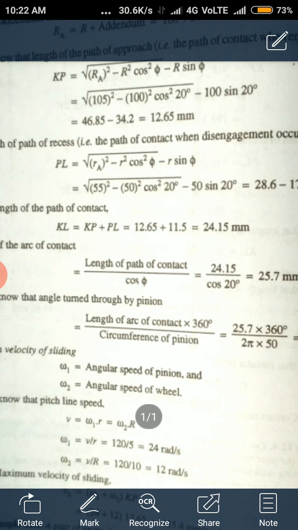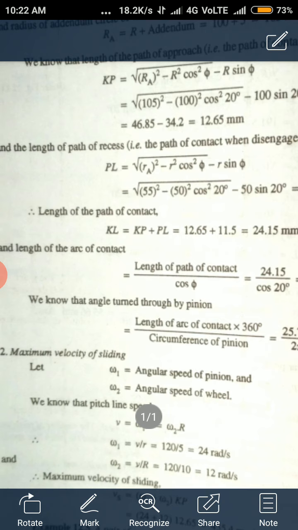So this is the angle turned by the pinion. If you want to calculate the angle turned by the gear, use the same equation: the length of arc of contact times 360 degrees divided by the circumference of the wheel. If determining the pinion, use the circumference of the pinion; if determining the wheel, use the circumference of the wheel.